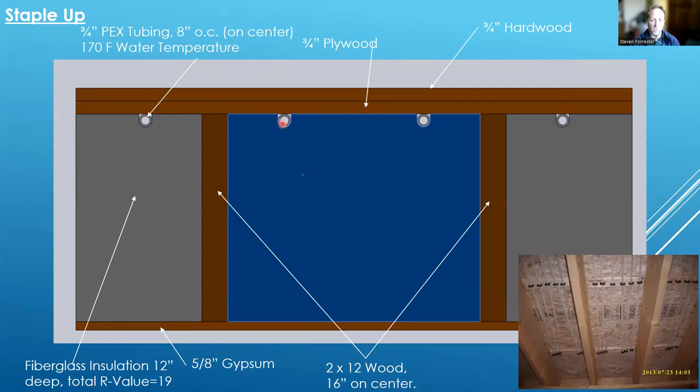So here's the tubing for the staple up inside here. And then we have the fiberglass insulation stuffed into the cavity, which should happen on all radiant floor systems. You should have some insulation in there. Otherwise, it's not going to perform as well. So it's pretty straightforward construction that's pretty common in wood frame construction.